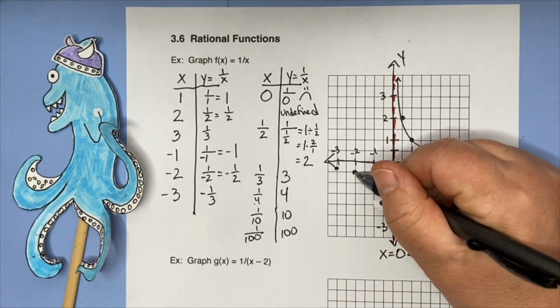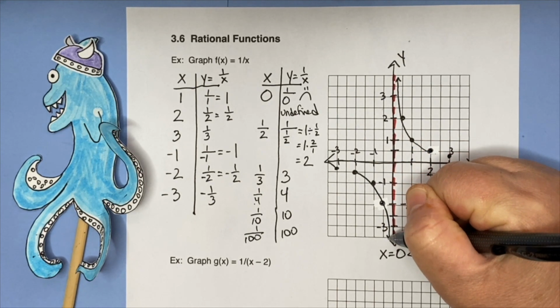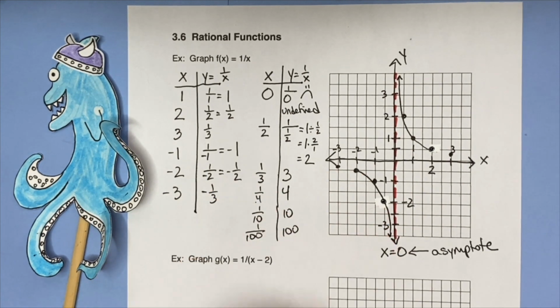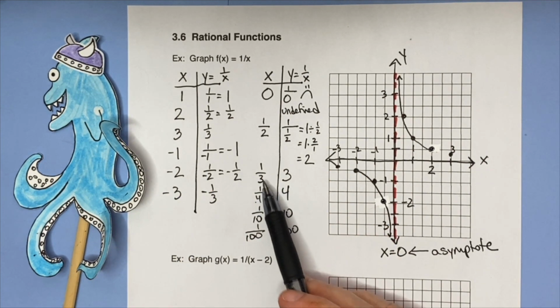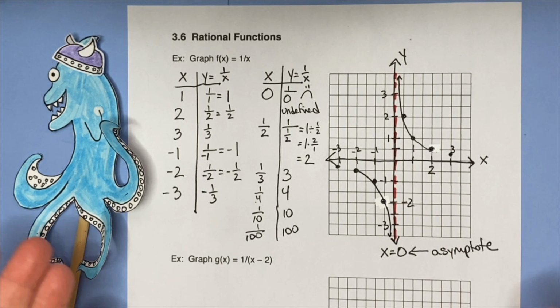In the same way, in the third quadrant, when x is negative by getting very close to 0, we end up with a piece of the curve that comes down like this, for the same reason, except these are all negative. If x is very, very small, then 1 over that very small number is really, really big.